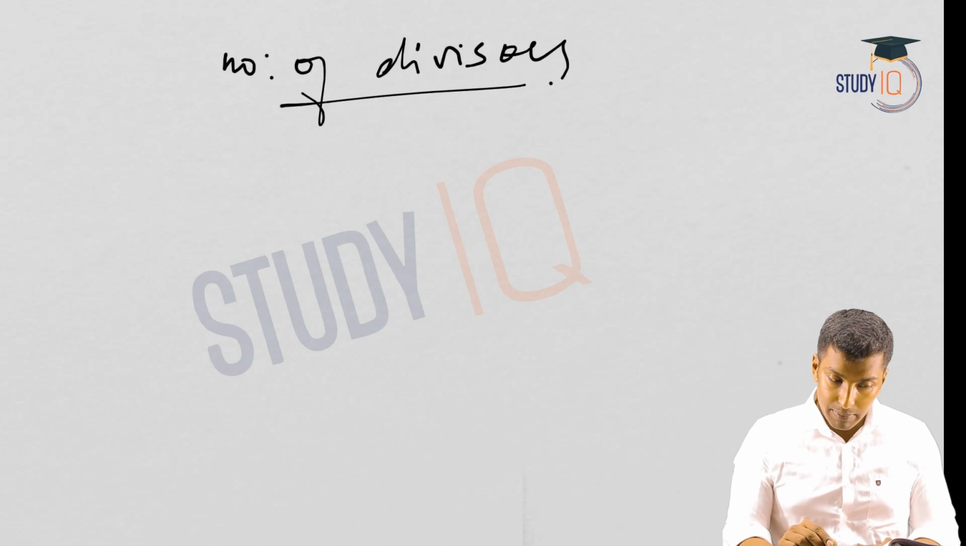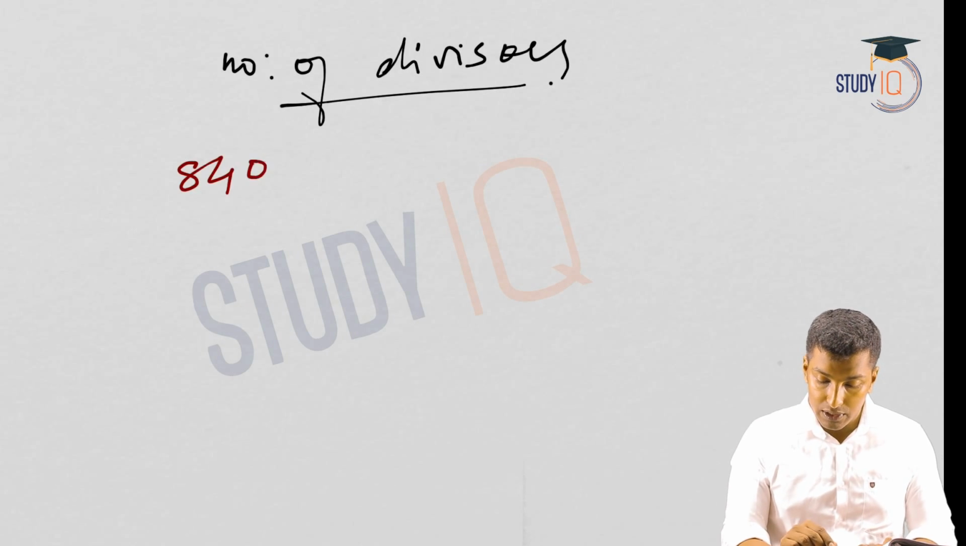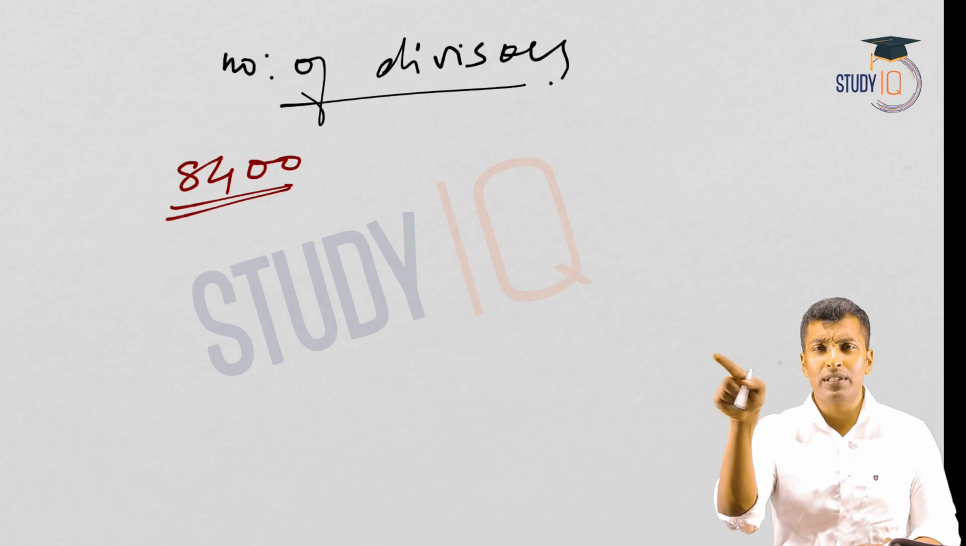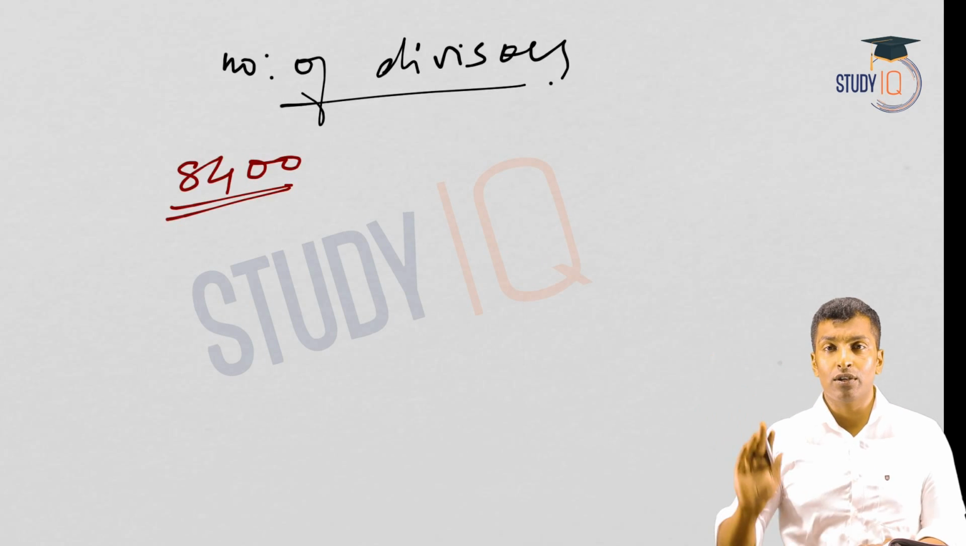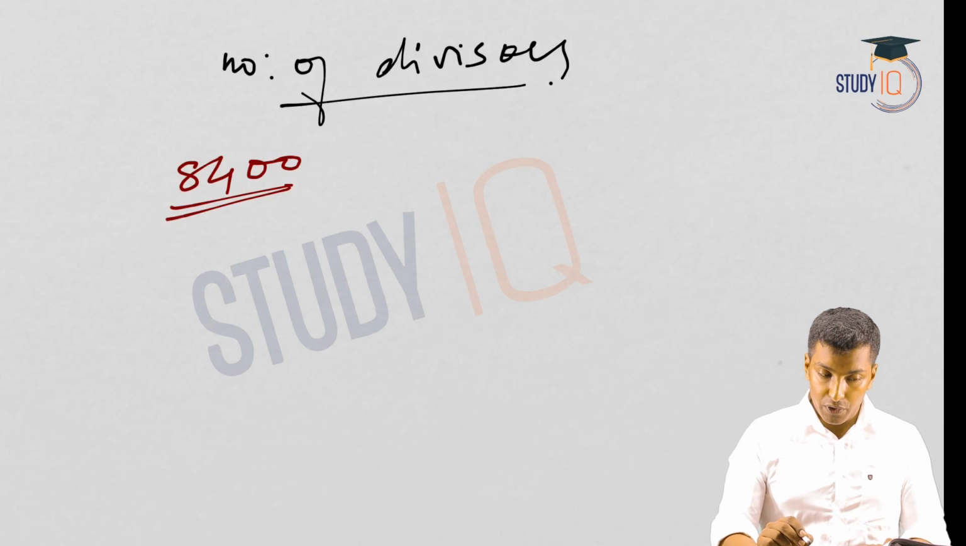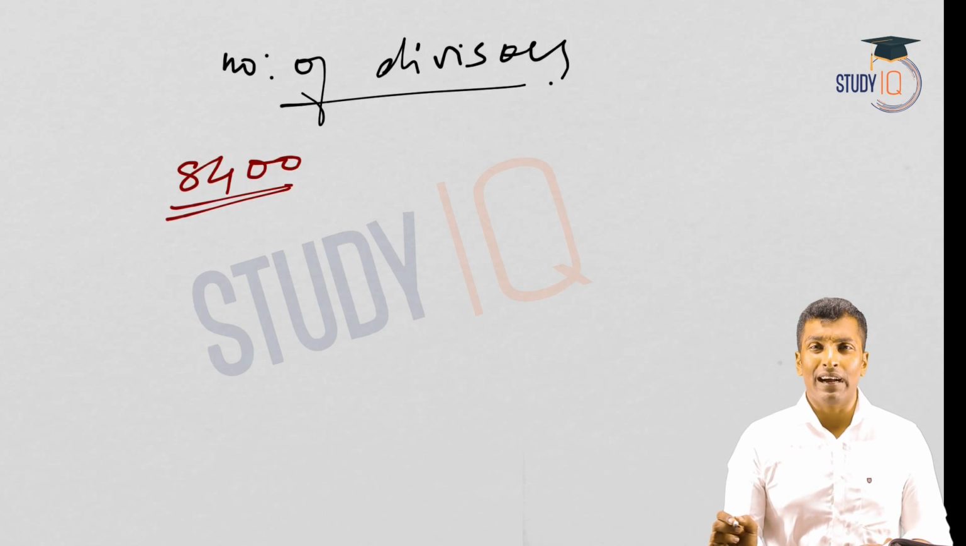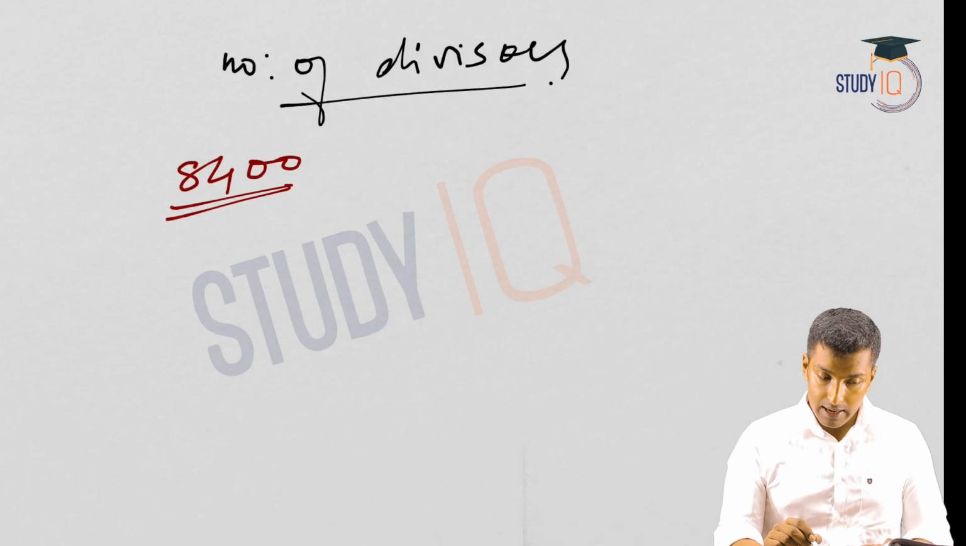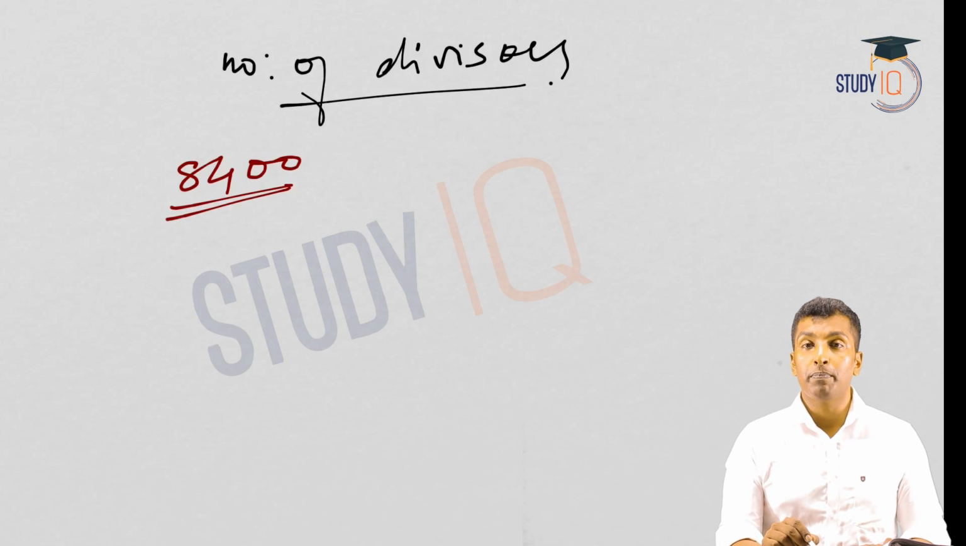Let's take one example. Let's take this number n equal to 8400. We have solved 21600 or something like that earlier. So 8400. Now what we need is to find the divisors or the factors. So first, you need to prime factorize it.